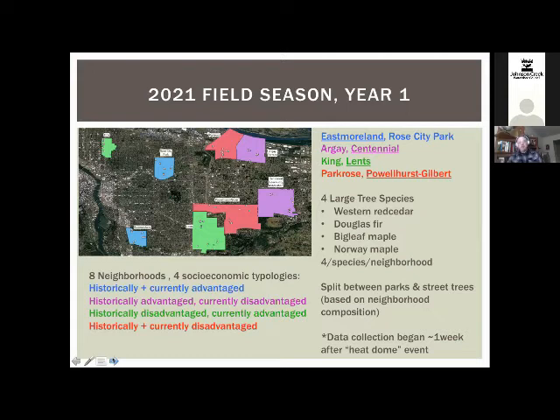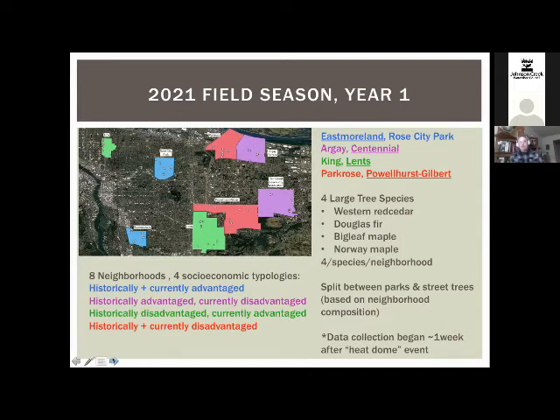lens. So we have neighborhoods that have historically and currently been advantaged neighborhoods with high investment, city resources, but also higher socioeconomic status of the residents in those neighborhoods. At the other end of the spectrum are neighborhoods that have been disadvantaged historically and currently.